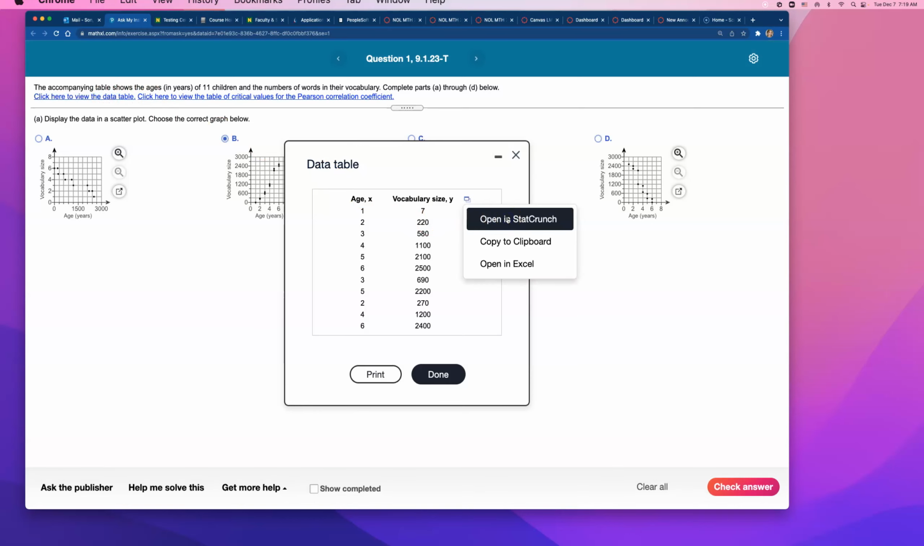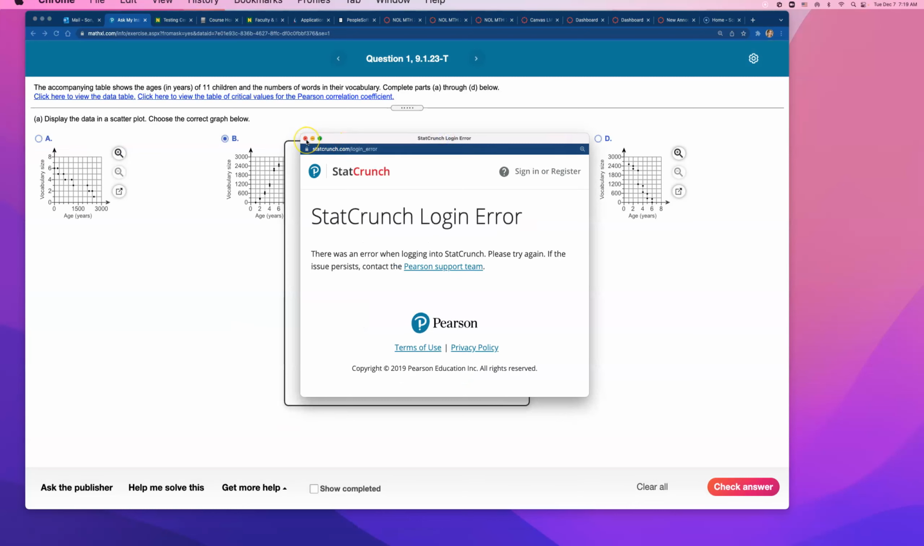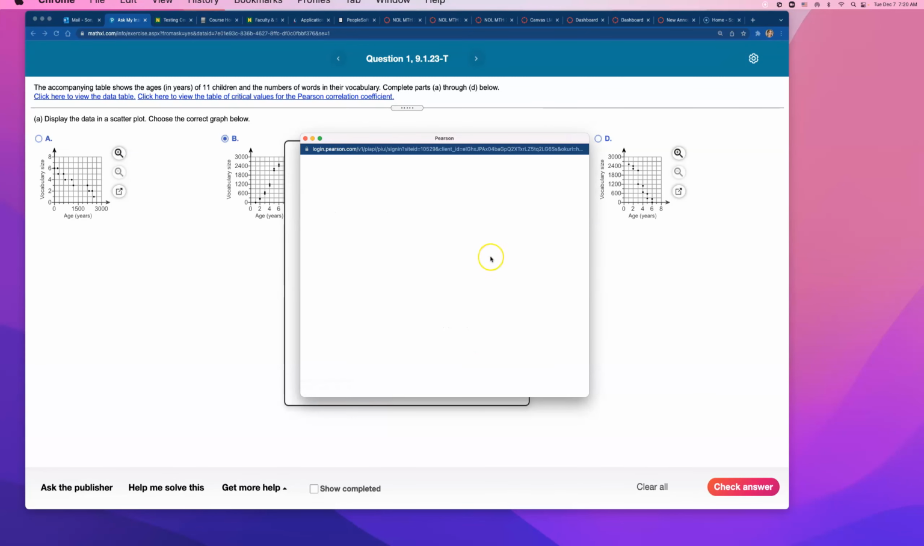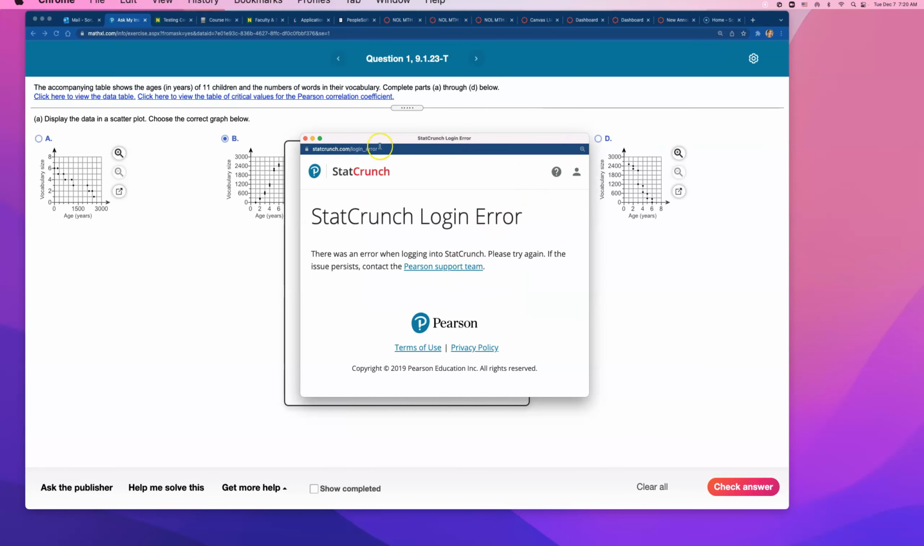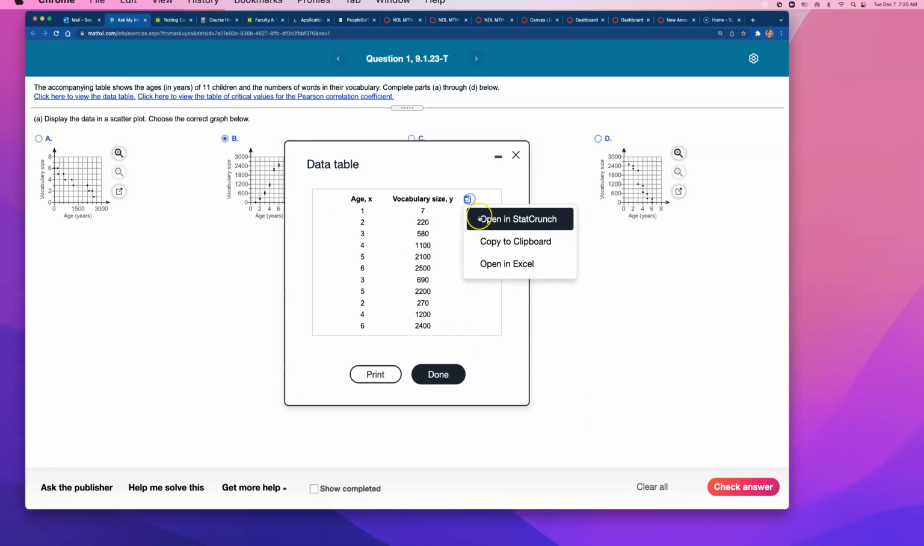So just send it to your StatCrunch. Let's see if I was logged in. No, of course I'm not. All right, let me go and see if I can sign in right here. If you just look at the scales, you can eliminate a couple of these wrong choices. All right, let's try again.